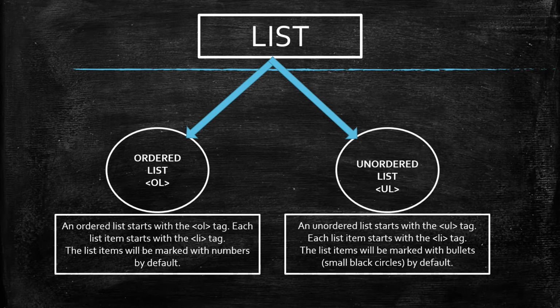An ordered list starts with the OL tag. Each list item starts with the li tag. The list items will be marked with numbers by default. On the other hand, an unordered list starts with the UL tag. Each list item starts with the li tag, similar to the ordered list. The list items will be marked with bullets by default.